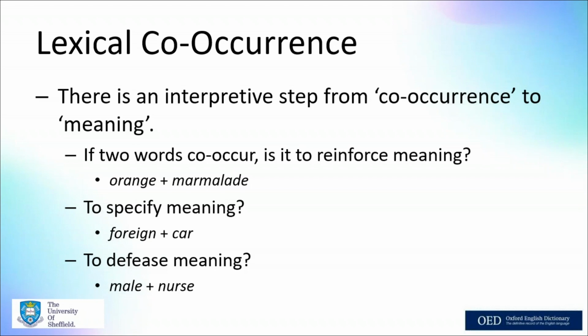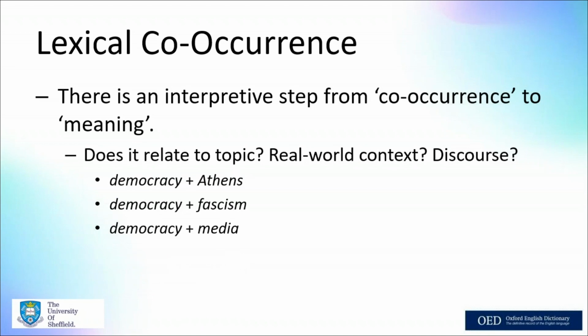If you see the difference between male nurse and orange marmalade, there's something actually very different happening in these two examples. Now, the computer can't tell that something different is happening. Computational linguists are working on the possibility of computers being able to tell the difference between those two things. But for now, we need linguists and readers to look closely at these types of examples to see the difference between them. The computer can tell us what's co-occurring, but not the depth of the meaning.